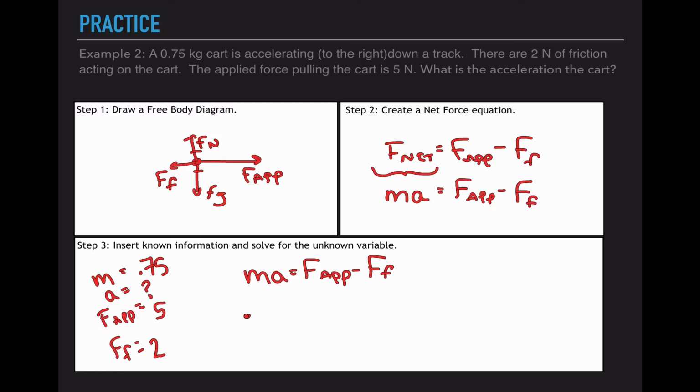So I have 0.75 times a equals 5 minus 2. 0.75 times a equals 3, and then I'm going to divide out these two numbers, and a equals 4 meters per second squared. So even with 2 newtons of friction acting on this cart, it is still going to accelerate 4 meters per second squared. So this is what we're going to work on in class.